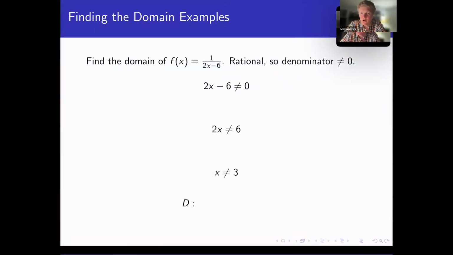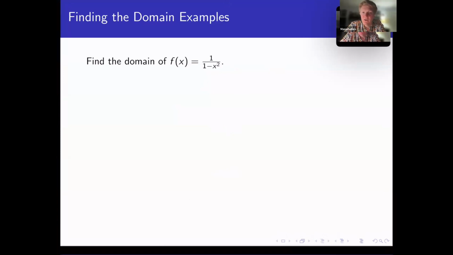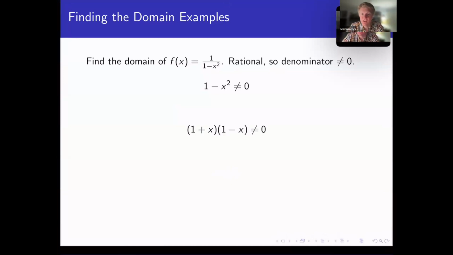Okay, and we're back. And just to go over that again, we're saying everything to the left of 3, everything to the right of 3. All righty, 1 over 1 minus x squared. Well, we want to make sure that the denominator does not equal 0, right? That's our red flag here. Okay, 1 minus x squared cannot equal 0. Well, we can factor 1 minus x squared. We can set each factor equal to 0. So we can be everything except negative 1 and 1.